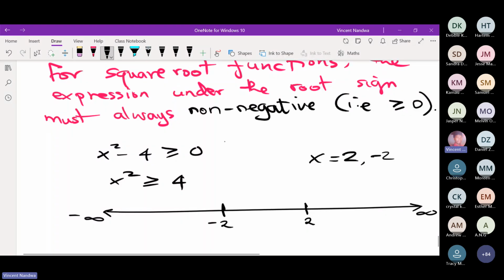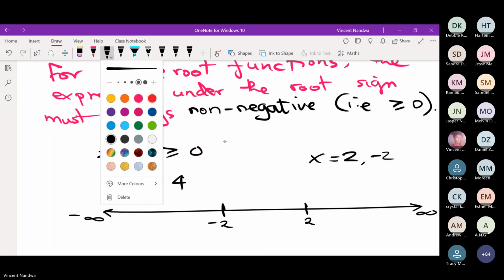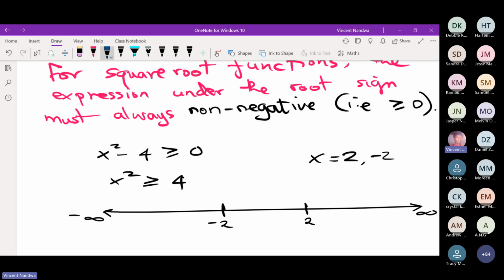Now we want to reason and see which interval satisfies the condition that the expression x squared minus 4 should be greater than or equal to 0. Remember, there are 3 subintervals after having those two numbers, 2 and -2, splitting the real line. Interval A is from minus infinity to -2, B is from -2 to 2, and C is from 2 to infinity.